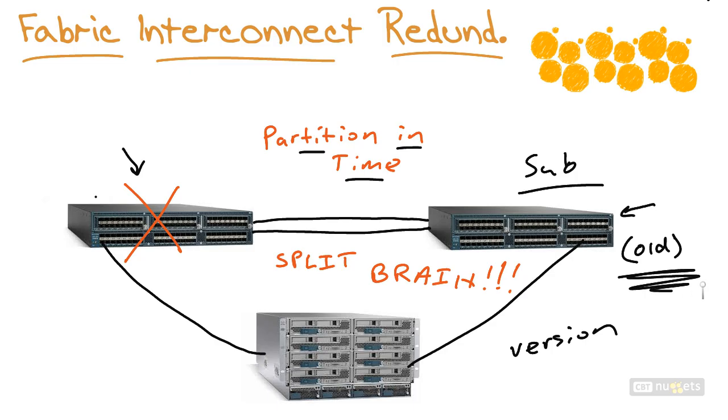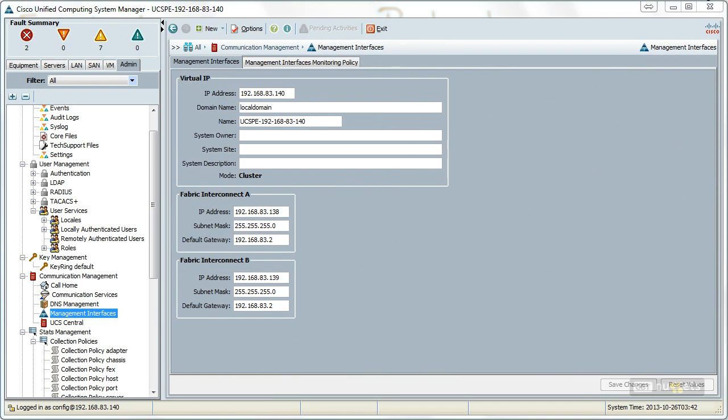So here's our partition in time, and again, this is to ensure that this split brain situation does not cause major problems for us in the UCS environment. Well, the last thing I need to show you here is the configuration of that floating IP address, that virtual IP address for management in our cluster.